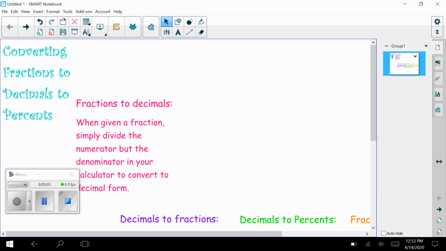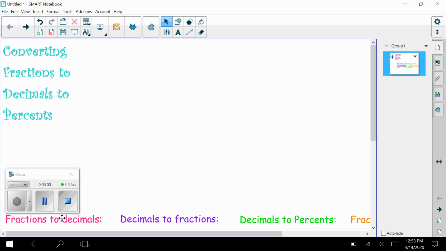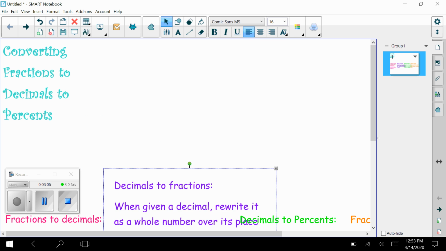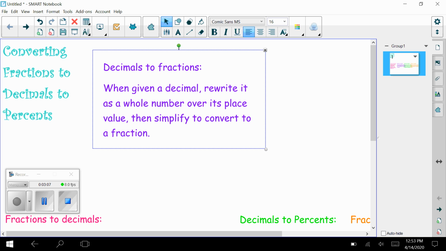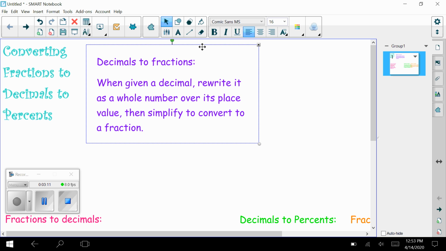And we're going to move on to our next number types. So here we're going to look at decimals to fractions. So when given a decimal, you rewrite it as a whole number over its place value, then simply simplify to convert to a fraction.